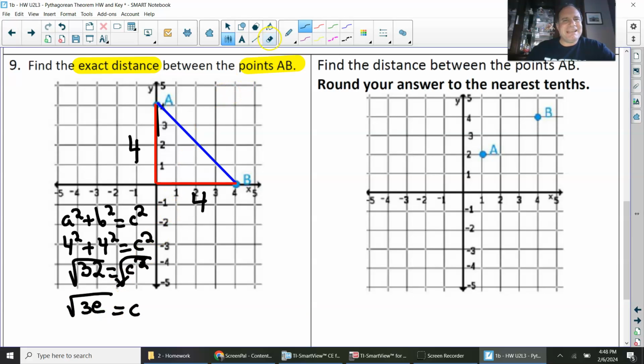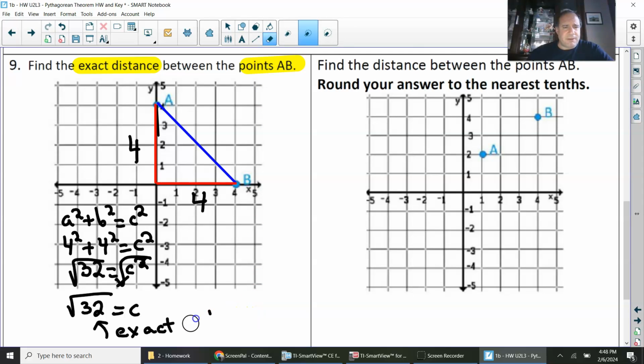I don't know why I put e. Because this is, oh, I know why. Because this is the exact value. When they say exact value, you don't have to round, right? This is the exact distance. I shouldn't put value, I should put distance, and that's what I'm going to do. This is the exact distance. And I'll prove it to you.